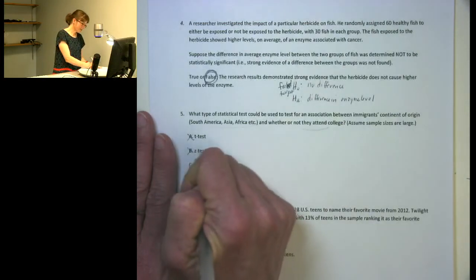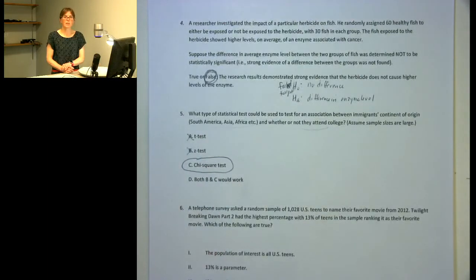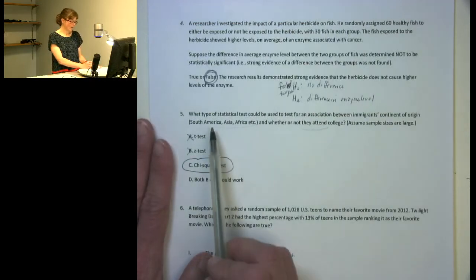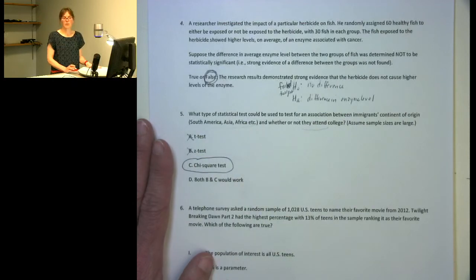And so the answer here that's correct is the chi-square test for association could be used in a situation when I've got two categorical variables, and in particular it's necessary when I've got a categorical variable that has at least three categories.